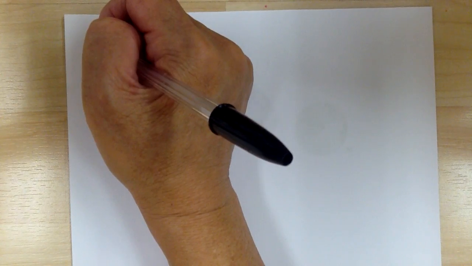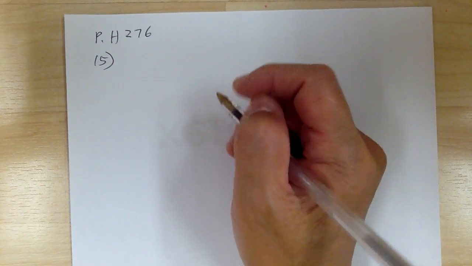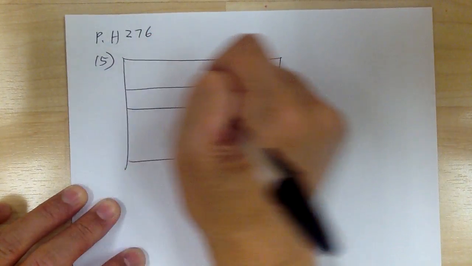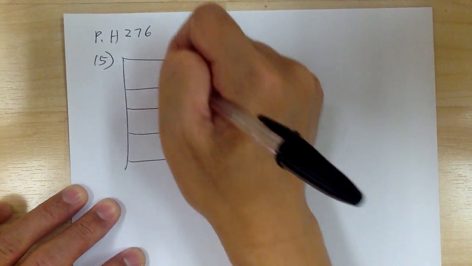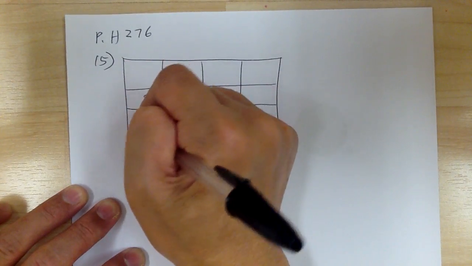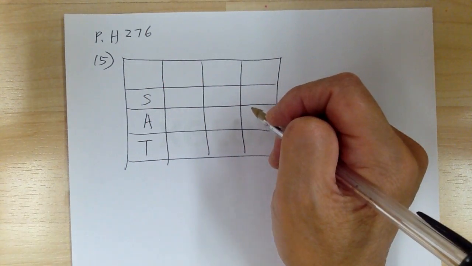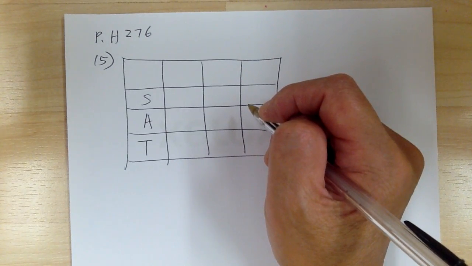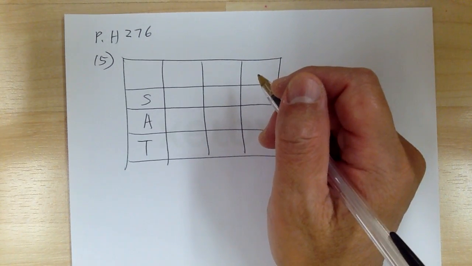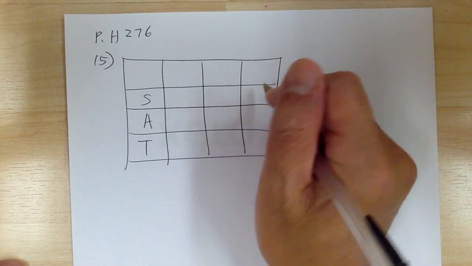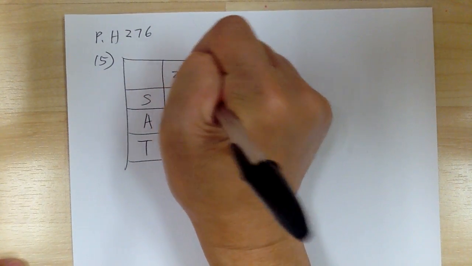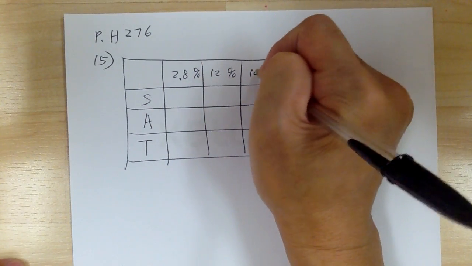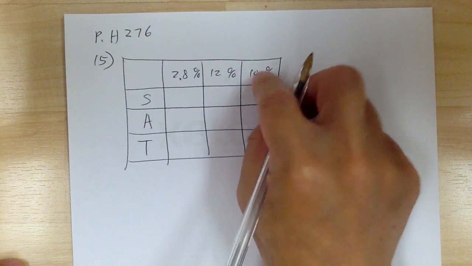Number 15. Again, read through. Okay, so this is a mixture problem with percent. So it'd be the SAT table. And the way you're mixing, again, if the story is getting too confusing, it's very simple. There are three numbers: 2.8%, 12%, and 10%. The middle number is always in the back. So you know that you have to mix the 2.8% with the 12% to get the 10%.